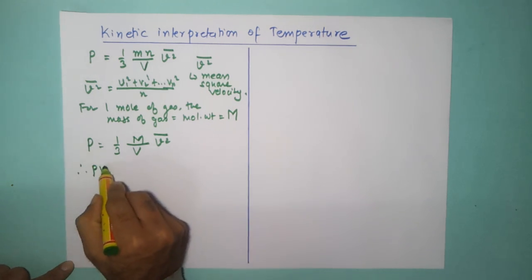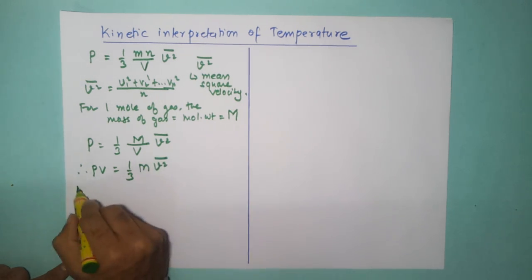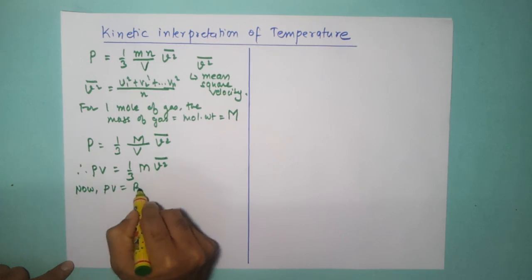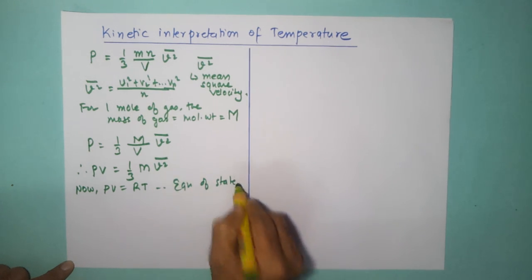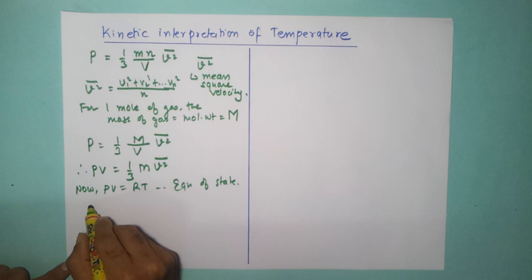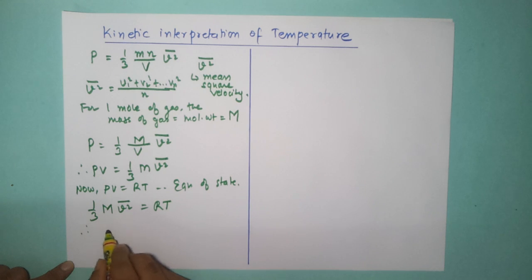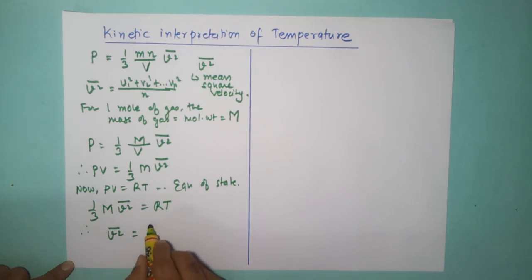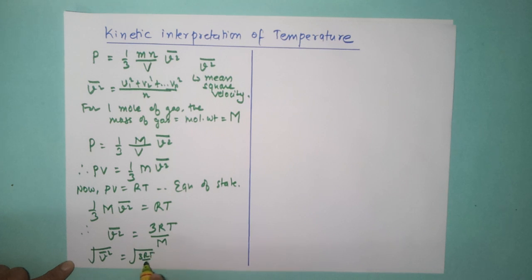Therefore, I can write down PV is equal to 1 upon 3 M v square bar. Now, we also know that PV is equal to RT for 1 mole of gas. This is the equation of state. So comparing these two equations, PV is equal to 1 upon 3 M v square bar and PV is equal to RT, I can write down 1 upon 3 M v square bar is equal to RT. Therefore, v square bar is equal to 3RT by capital M. And if I take square root of this, square root of v square bar will give me square root of 3RT upon M.